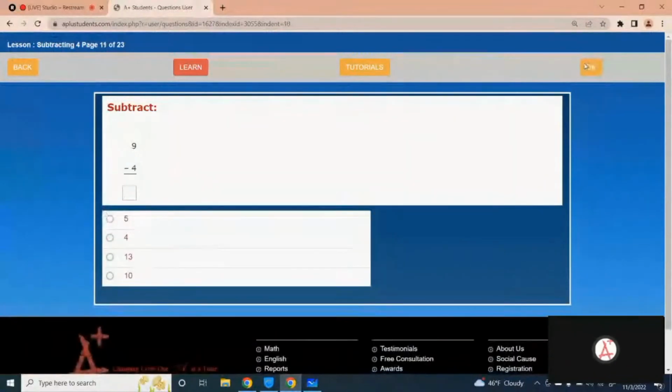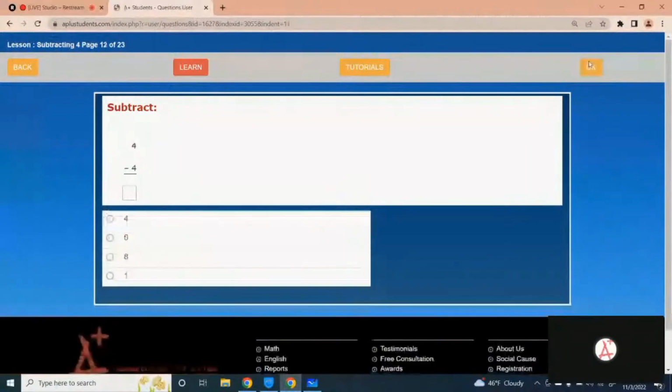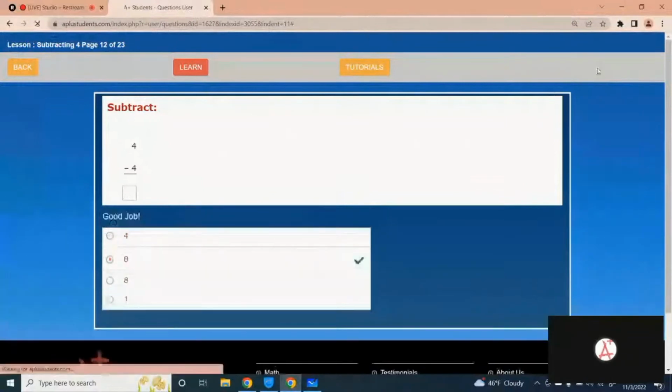Okay, then you have 9 take away 4. So 9 take away 4 is, make 9 lines, remove 4 of them, and how many lines are you left with? Yes, very good. It is 5. So 9 take away 4 is 5. So just select the correct option and then click on the OK button. Okay, the next one is 4 take away 4. So 4 take away 4 is, yes, it is 0. Just select the option and click on the OK button.